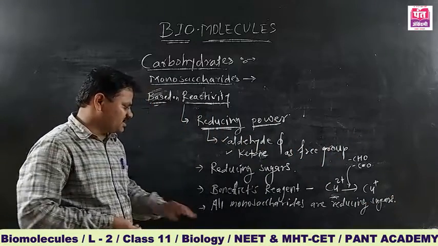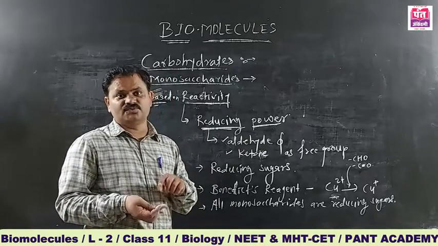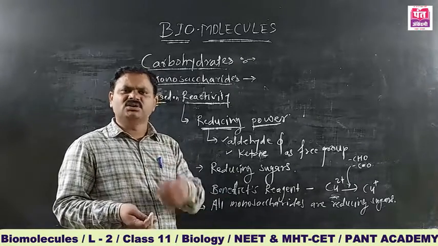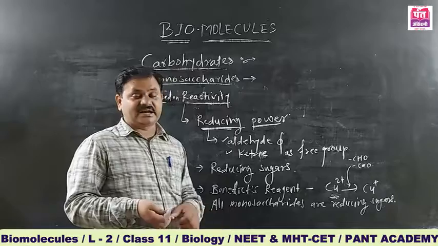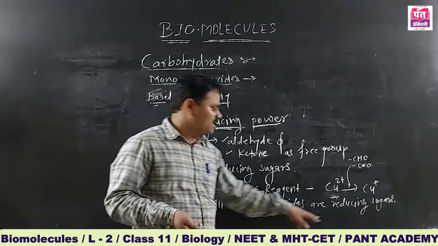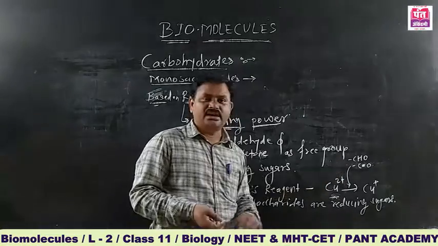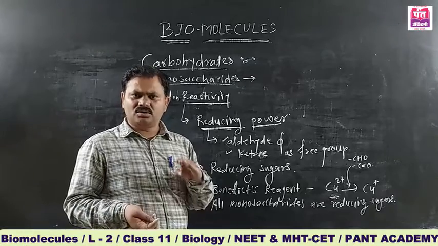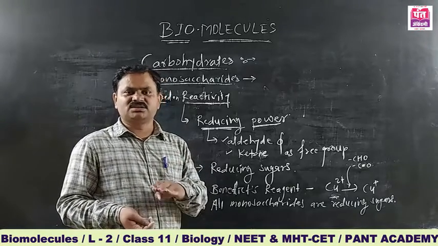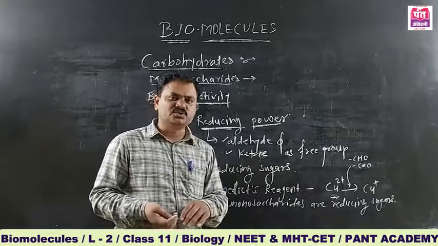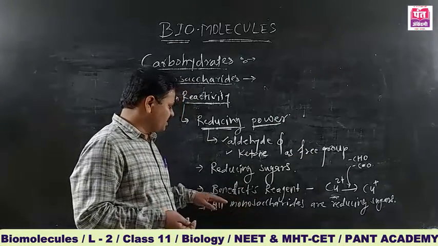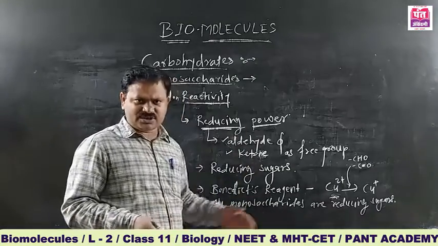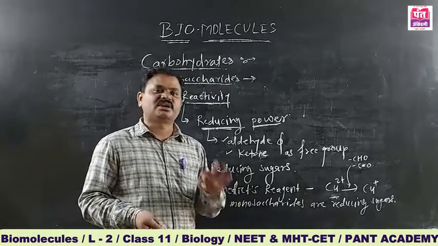Remember, all different kinds of monosaccharides, maybe glucose, fructose, galactose, or any other kind of monosaccharide, are reducing type because they contain a free CHO or aldehyde group, as well as a ketone as a free group, and therefore they have the ability to reduce any kind of reagent such as Benedict's reagent, and therefore those are called reducing sugars. So all different kinds of monosugars are reducing sugars, you can say.